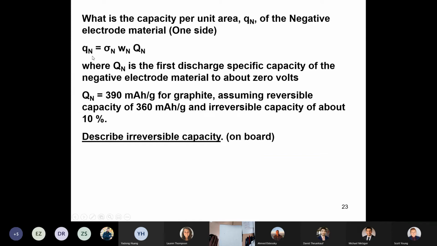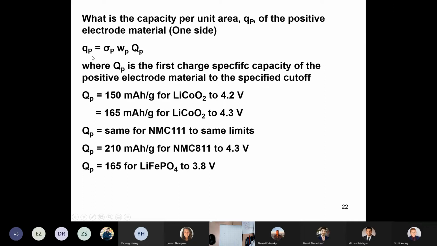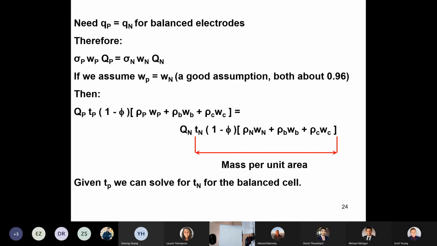of the negative electrode to the capacity per unit area of the positive electrode, where we already have expressions for these: sigma P, WP, and QP. And if we do that, we get this big equation here.